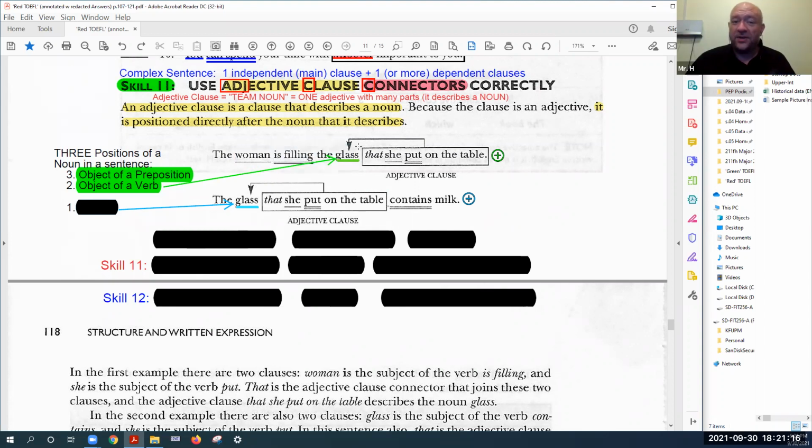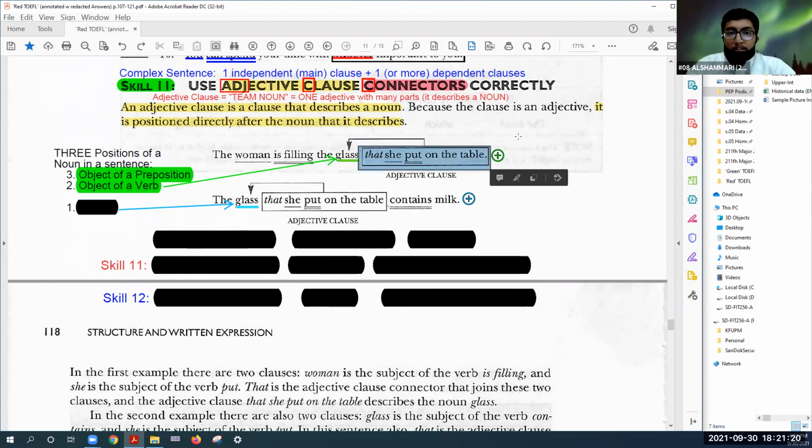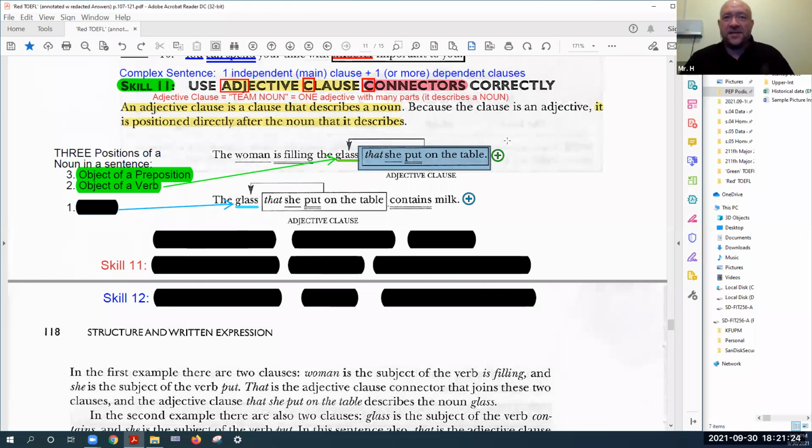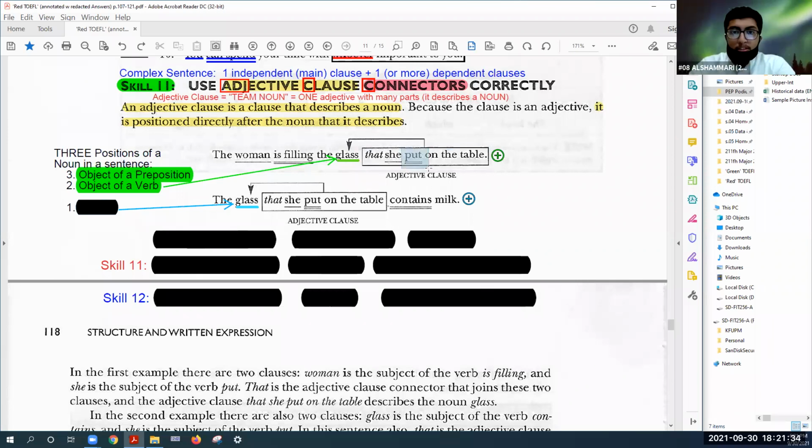And then you see this box here, Asil. What's in the box? Connector. Okay, Asil is not listening. Okay, go ahead, Ashamari. That connector. Yeah, she, the second subject. Good. Put, the second verb. Good. Asil, are you with us?